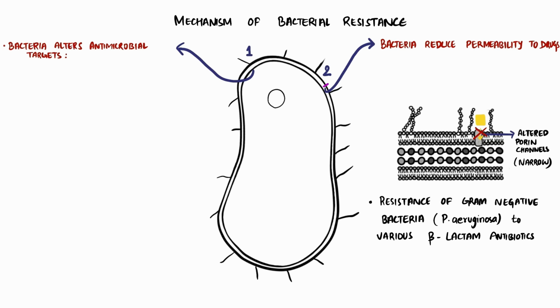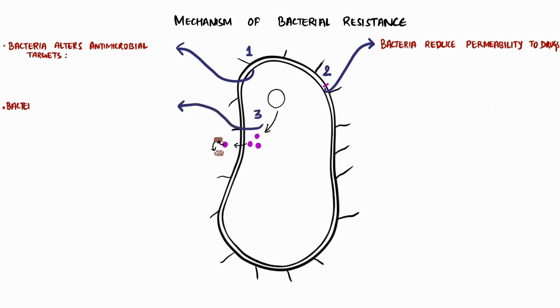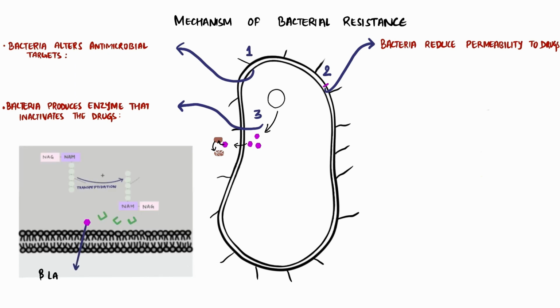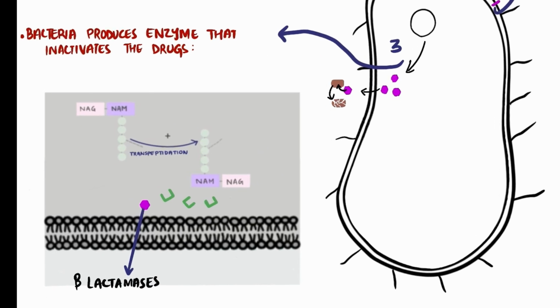Now, moving on, the third mechanism of bacterial resistance is that bacteria produce enzymes that inactivate antimicrobials. These enzymes either disrupt the antimicrobial structure or chemically modify it, and hence interfere with the activity of the antibiotic. This is the most common and robust mechanism of resistance for penicillins and cephalosporins. These enzymes are called beta-lactamases. As the name suggests, they disrupt the beta-lactam ring and hence inactivate penicillin and other members of the beta-lactam group. The enzymes that inactivate penicillins are called penicillinases. Similarly, the enzymes that inactivate cephalosporins are called cephalosporinases.